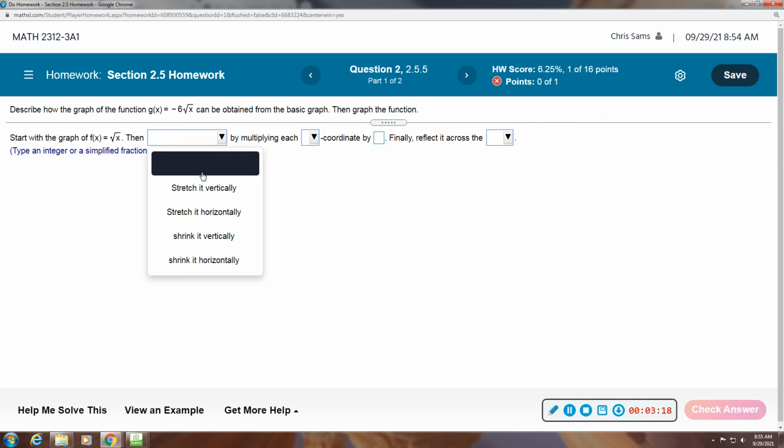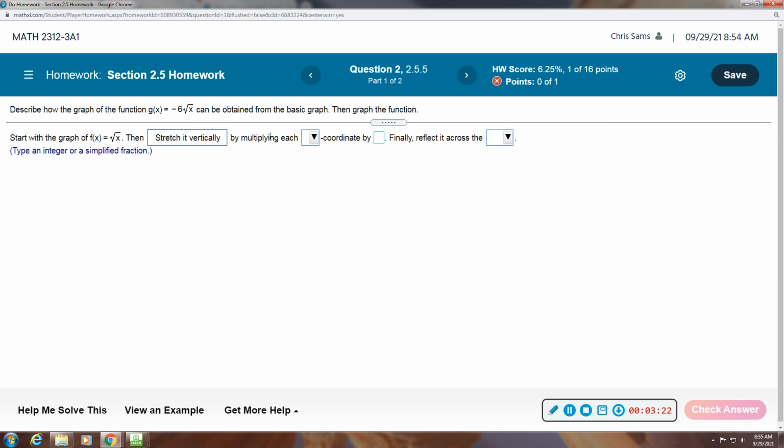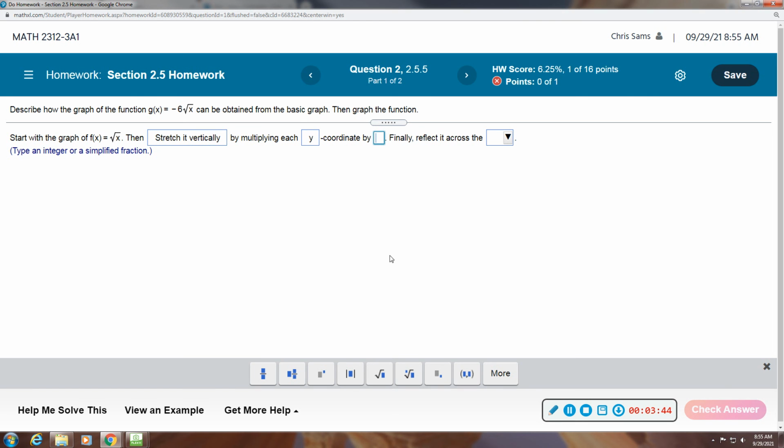Then we're going to do a vertical stretch. We multiply each y coordinate by 6, because it's going to stretch it in the y direction. Here g of x is the same thing as y, so you want to say multiply each y coordinate by 6. Okay, and then we're going to reflect it across the x-axis.